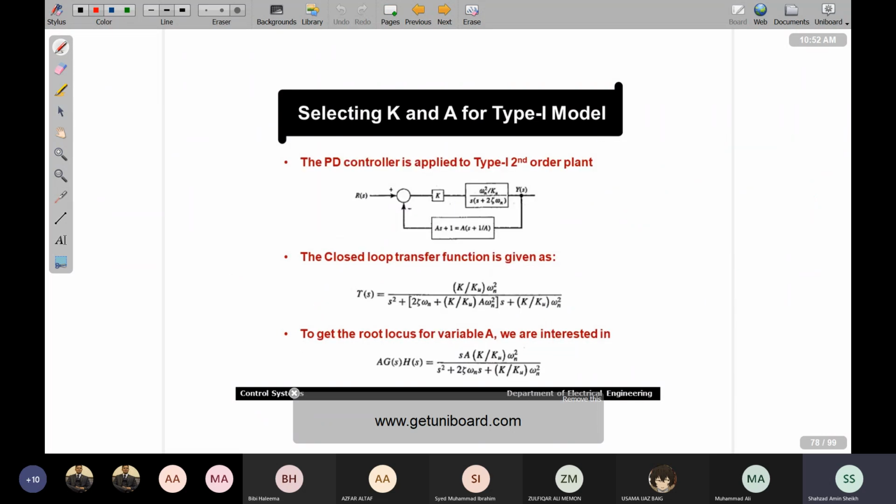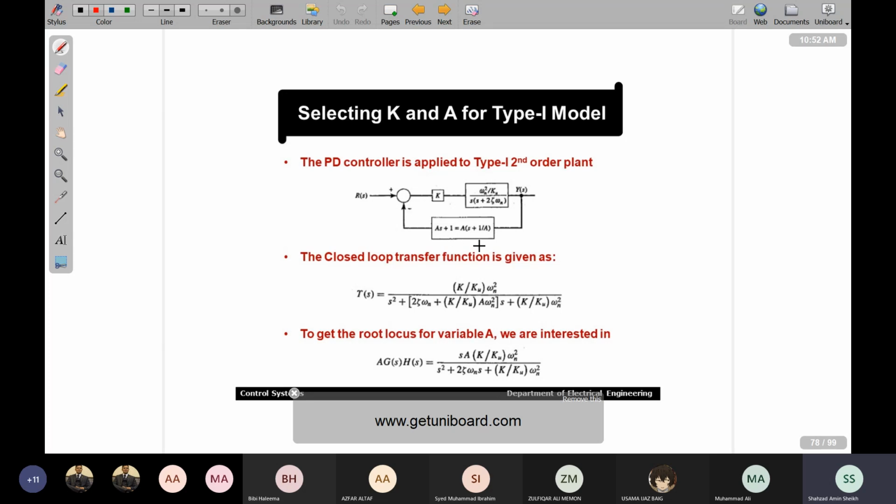So again, as we have said कि हमने दो parameters हैं जो कि हमने select करने हैं, which are K and capital A. और so now to understand the process of selecting K and A for the rate feedback compensated system जो है हम उसको apply कर रहे हैं on a type 1 second order plant पे. So that's my rate feedback system, और यहाँ पे मैं अपना जो compensator है, rate feedback compensation है, मैं उसको अपना plant पे implement कर रहा हूँ.